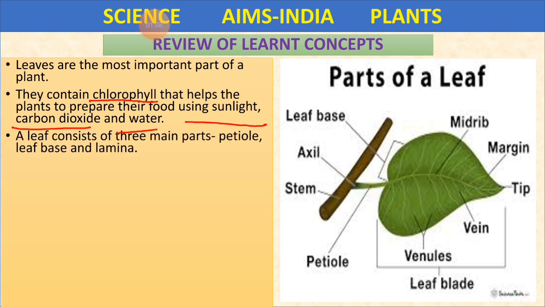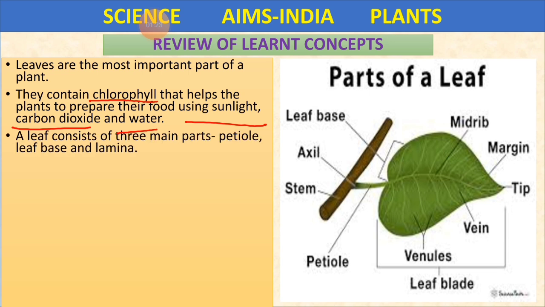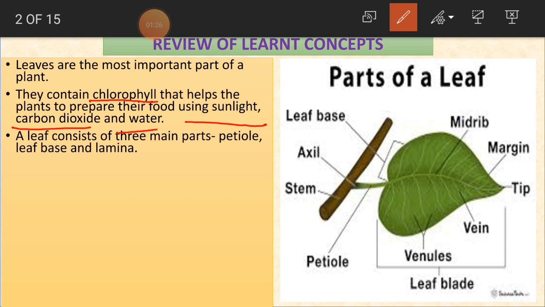Okay children, clear? A leaf consists of three main parts. What are they? Petiole, leaf base and lamina. Where are they? Petiole, here, petiole, leaf base and lamina. So here we can see the petiole, this part, and the leaf blade, a flat and broad surface part of the leaf, and lamina. Lamina is nothing but the thin layers. We call them veins also.